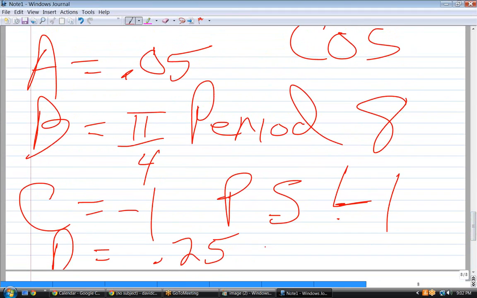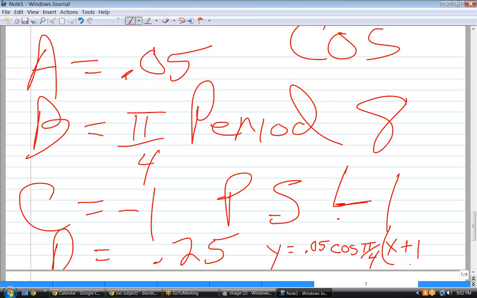So our equation must be what? 0.05 cosine pi over 4, parentheses x minus 1, plus 1. Plus 1? Because C is a minus 1 and it's x minus C. Okay. So it would be x minus the minus 1, giving us x plus 1. And what's the last part? Right. And then plus 0.25. That's it. That's how you do it.